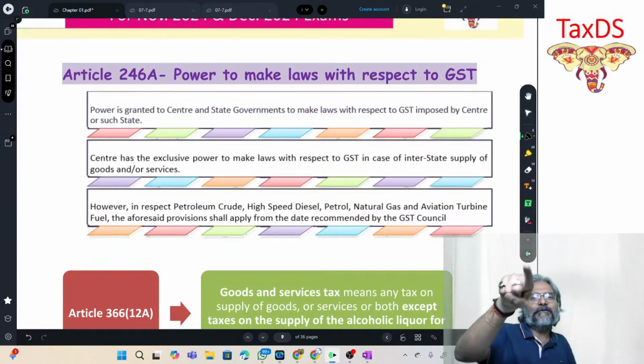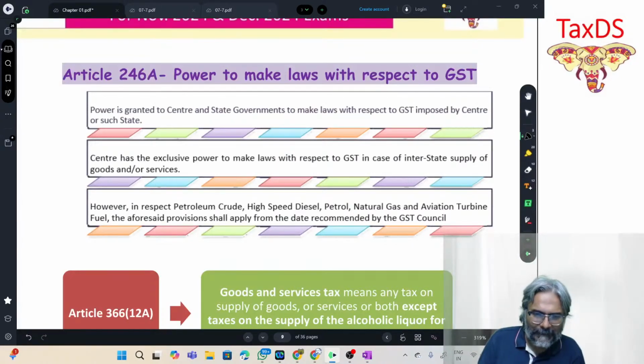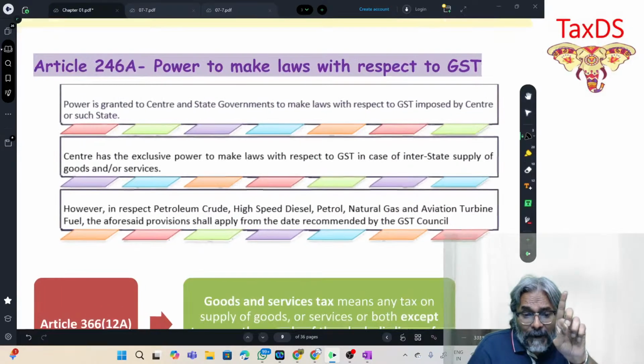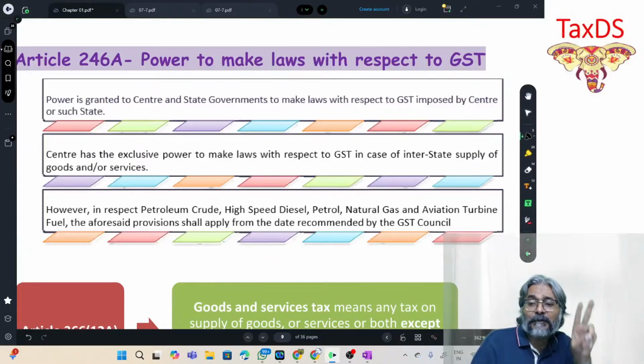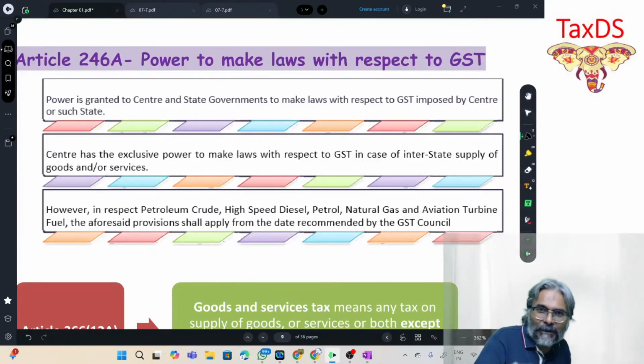So the center, students, will make the CGST Act. The state government has made what? The SGST Act. That is what we know. So here in box number 1, students, be careful. Power is granted to the center and the state government to make law with respect to GST imposed by the center or such state. So which law has been made? CGST Act, SGST Act.